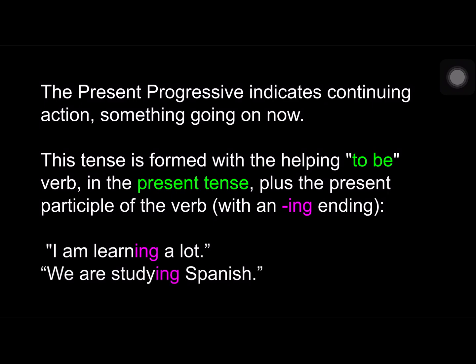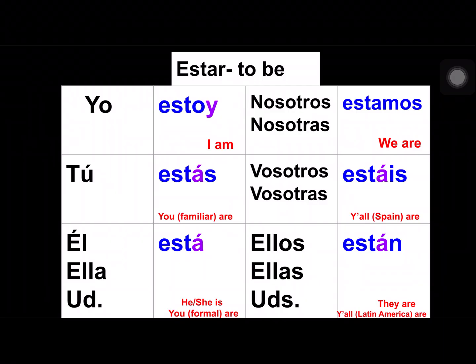I am learning a lot, or we are studying Spanish. It's the -ing in English. You use am and are plus learning and studying, the -ings.